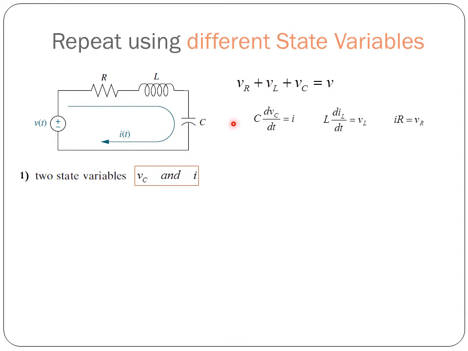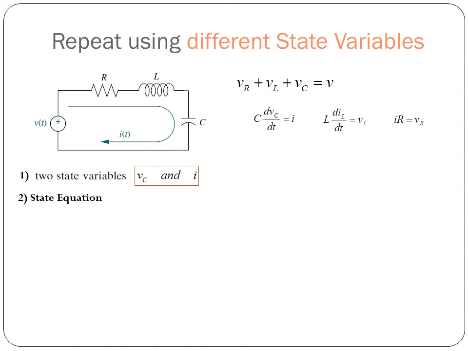So once again, we have to remember the basic laws like Kirchhoff's voltage law, VR plus VL plus VC is equal to V, and we have to remember the basic voltage current relationships. For example, for a capacitor it is C into dV by dt is equal to I. For an inductor, L into di by dt is equal to V. And for a resistor it is I into R is equal to V. So we have to remember all these relations.